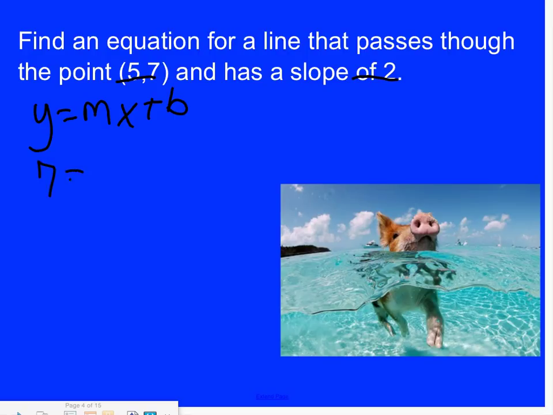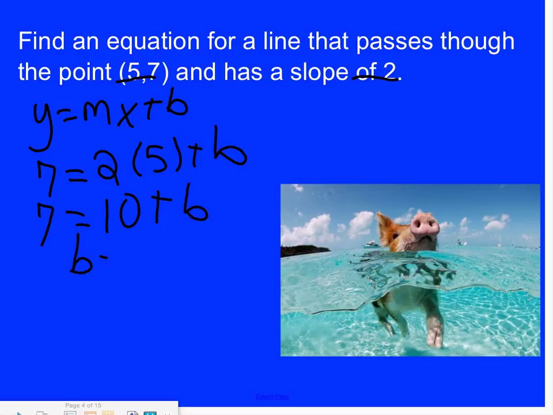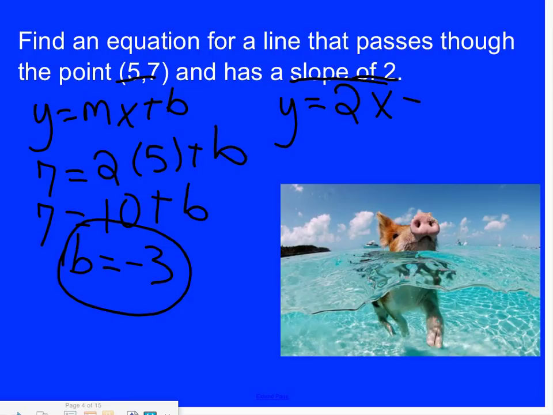So 7 = 2 times 5 + b. And the reason we're substituting is because we want to find the value of b. So once we solve this, we get 7 = 10 + b. Subtracting 10 from both sides, we get b = -3. But we're not done there because we need to get the equation. So then you take your b value and your slope value and plug it into y = mx + b: y = 2x - 3. So that's your final answer here.